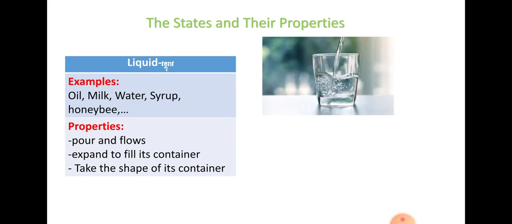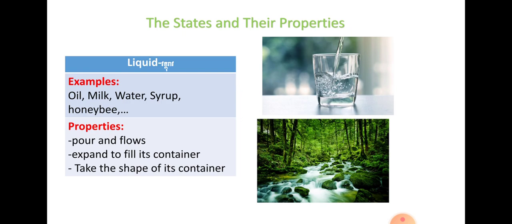Expand to fill its container. So it can take the shape of its container. If you pour water into the glass, the water is shaped like the glass. If you pour water in the square box, the water takes the shape of the square box. So it respects its container. The properties of liquid: water flows, from up to down.